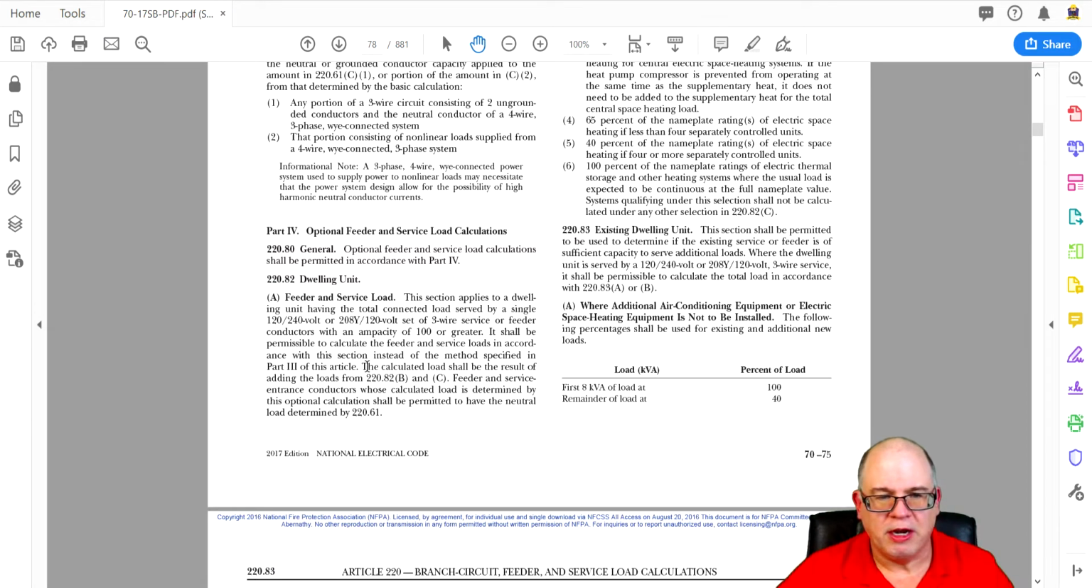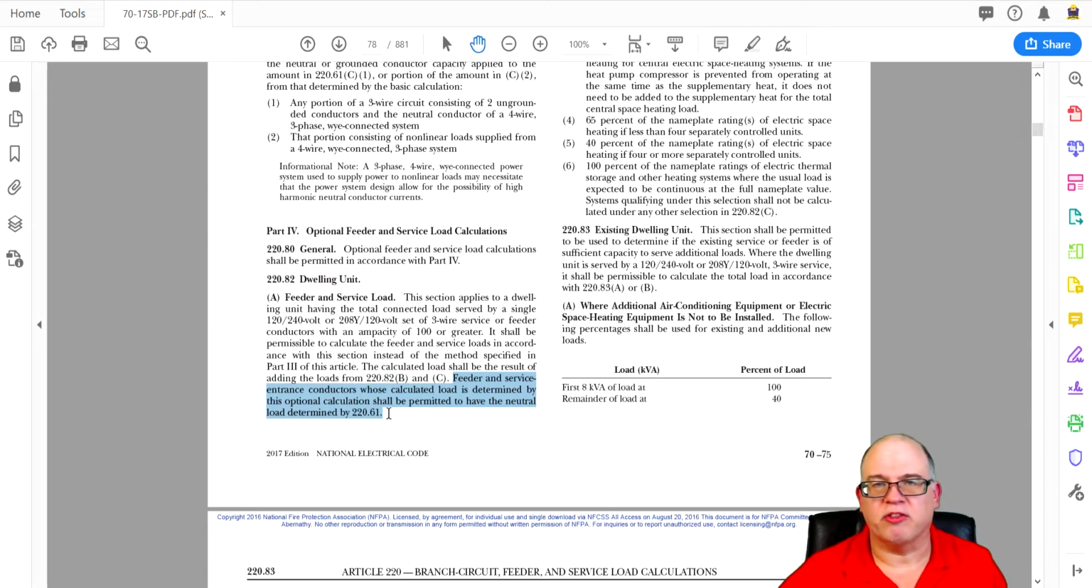We're in Part 4. It says the calculated load, that's the ultimate load after you do all the calculations, shall be the result of adding the loads from 220.82(B) and (C). Two separate ones, and we add them together. All right? And then lastly here, it only serves to remind you what I've been saying all along, that when you're doing the feeder or service calculation, remember that when you're sizing the neutral, you have to use a standard method and meet all the rules in 220.61. Okay? So just remember that.